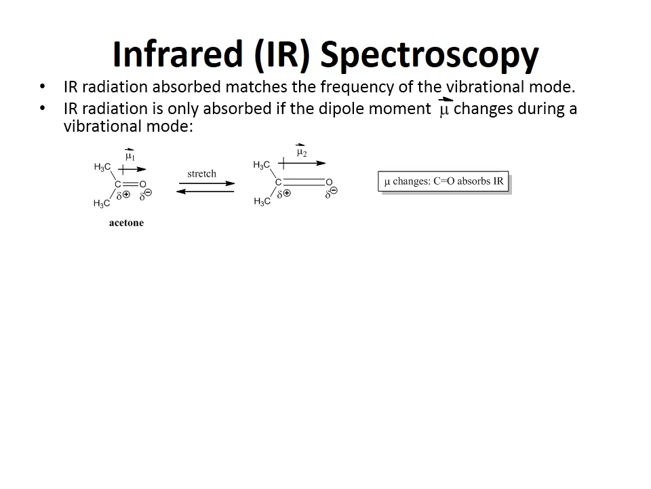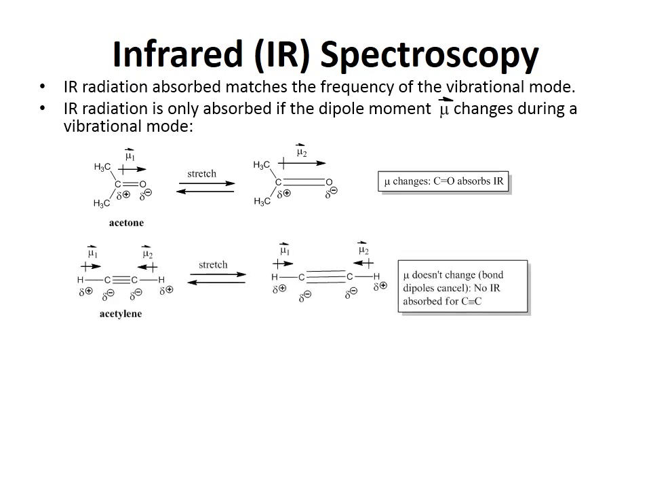If you look at the example of acetylene, the C triple bond C stretch will not cause a change in the dipole moment. We start off with zero dipole moment, and we end up with zero dipole moment. Since mu doesn't change, the bond dipoles still cancel. There's no IR absorbed for C triple bond C, and thus in this molecule you cannot use infrared spectroscopy to detect C triple bond C. It does not absorb IR radiation when that stretching mode occurs.